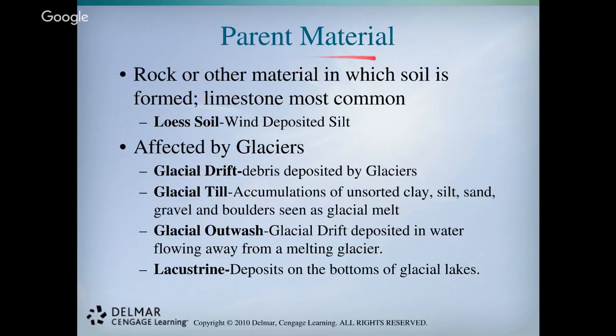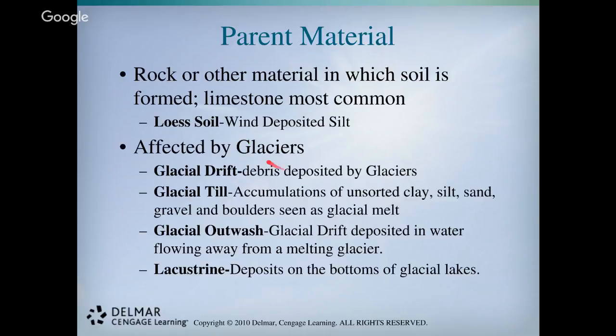So the first one we're going to talk about is parent material. This is rock or other material in which soil is formed. Limestone around here is definitely one of the most common. That's kind of the bedrock at the very bottom of a soil, and over time, through weathering and other processes, that limestone is turned into soil particles. The chapter talks about loess soil, which is wind-deposited silt that is blown in. But this is kind of a silty soil, and it is a nutrition-rich soil.